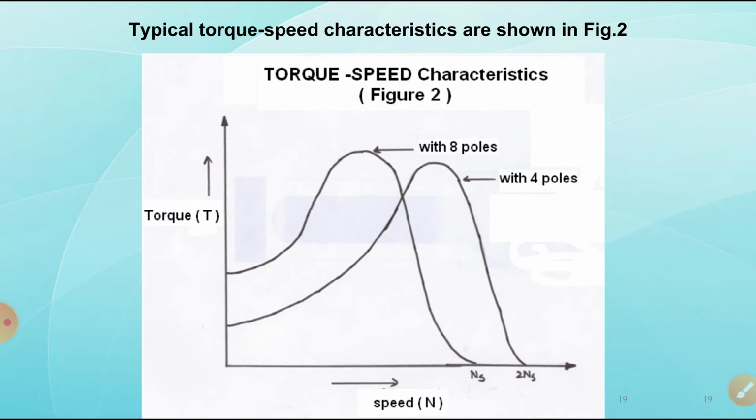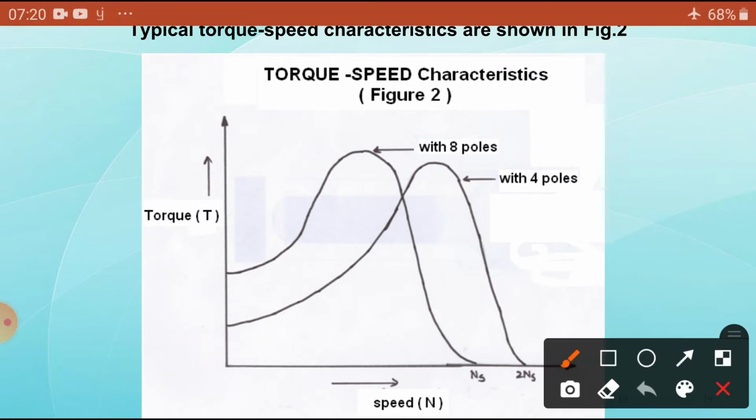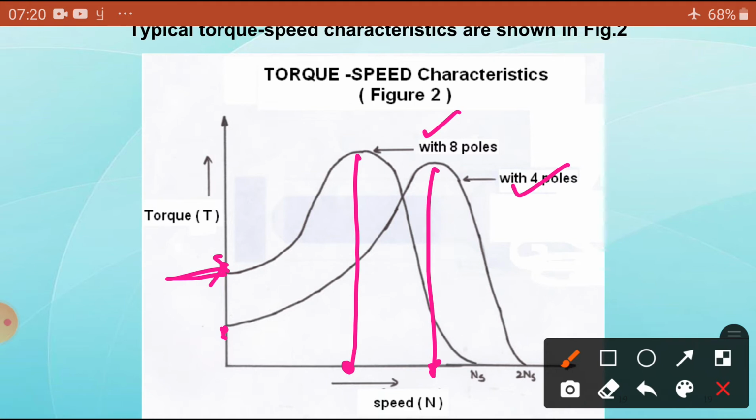Typical torque speed curve, you can see it, how the speed changed. In the first case, when there are 8 poles, you can see the maximum speed is developed at this condition. Once the number of poles changed, the torque developed changes, so the speed changed. This is an 8 pole machine, and this is the 4 pole machine. This is the starting torque with 8 poles, and this is the starting torque with 4 poles. Okay.